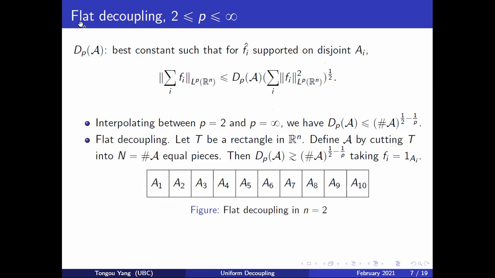So in this case, this tells us that flat decoupling is also very trivial, because we've got a sharp upper bound and a lower bound if this set A is formed by the partitioning of a flat rectangle. So what does this suggest? This suggests that to get some non-trivial decoupling, we need the geometric figure to be non-flat.